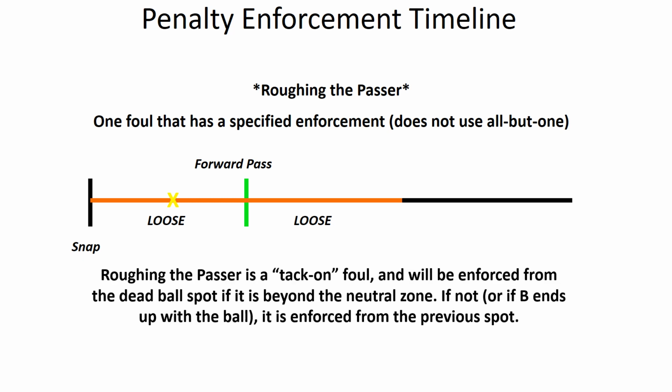Roughing the passer is what we call a tack-on foul and is enforced from the dead ball spot if it's beyond the neutral zone. So if Team A finishes that down and their last run ended beyond the neutral zone, we're going to tack it on. If it doesn't end beyond the neutral zone, or if B ends up with the ball, it's going to be enforced from the previous spot. Again, this is one of those penalties you just have to memorize.